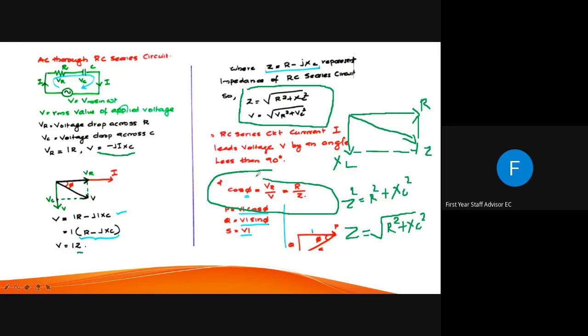Okay, so for an RC circuit, current leads the voltage. In the RL circuit voltage was leading, but since this is an RC circuit, current leads the voltage, but the angle is not exactly 90 degree, it is something less than 90 degree.